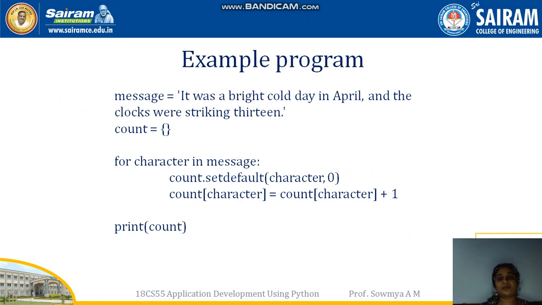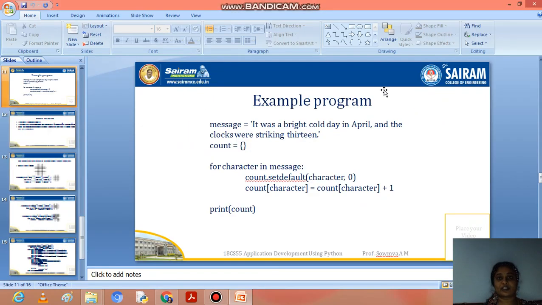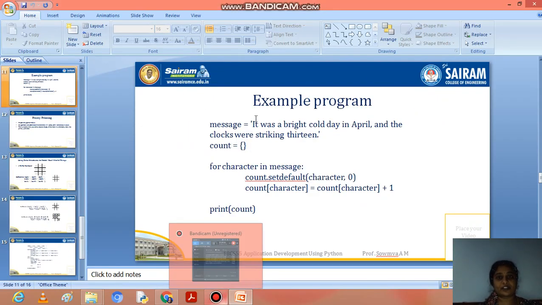This is about the setdefault method, and we have one example program where we use setdefault and start updating the count. The message is: It was a bright cold day in April and the clocks were striking thirteen. Count is a dictionary for the characters in the message. For each and every character in this message, we have to count how many times each alphabet and number appears in this string.